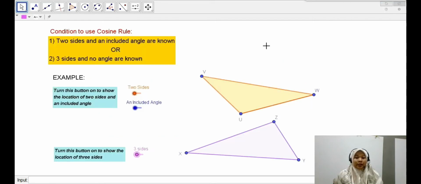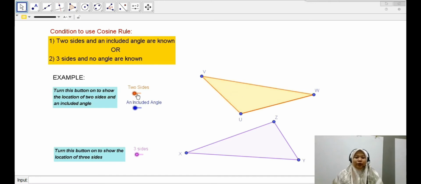To use the cosine rule, there are two conditions, but we only need to comply with either one. So for the first condition, if we are given the length of two sides and the value of an included angle, we can use the cosine rule. Or in the triangle, we know the lengths of all sides and there is no value of angle that we know, so we also can use the cosine rule. So let's look at the first diagram here.